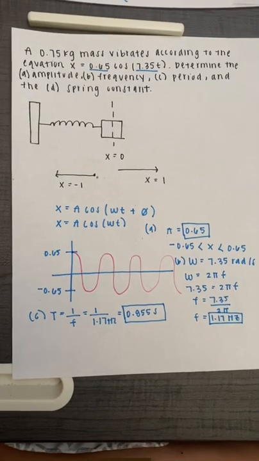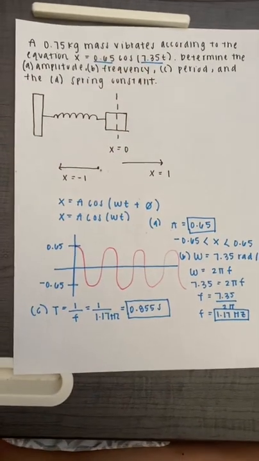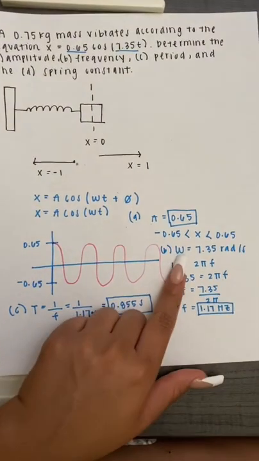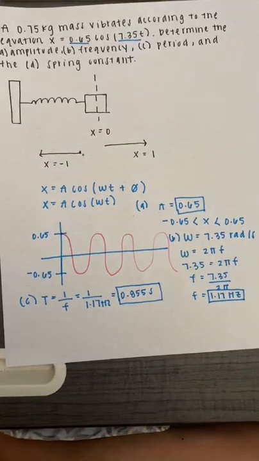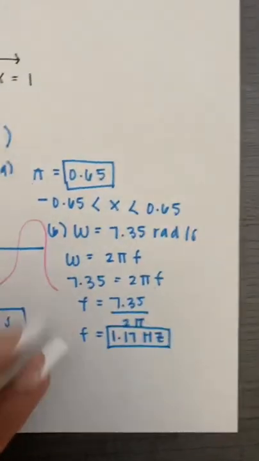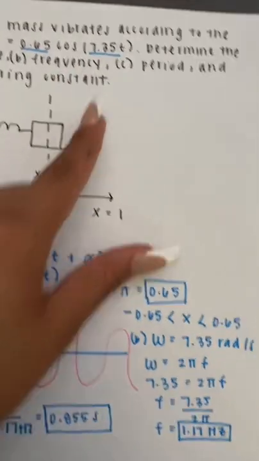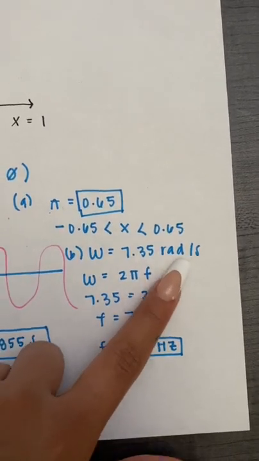So now what does this 7.35 represent? 7.35 represents the angular frequency of this oscillator. If we know the angular frequency of this oscillator, we can also find the regular frequency using this equation here. From this equation, we know that the angular frequency equals 7.35 radians per second.